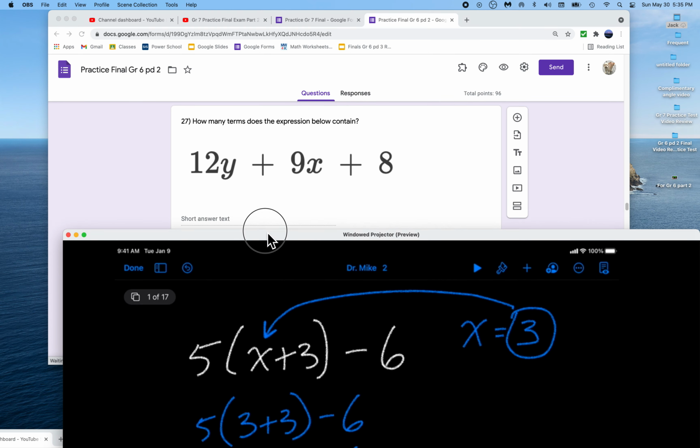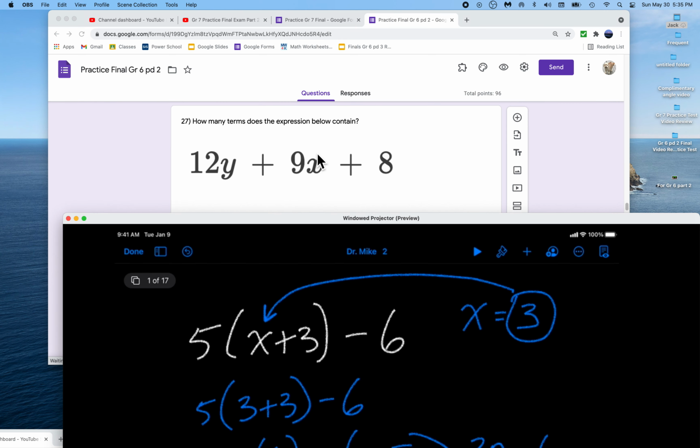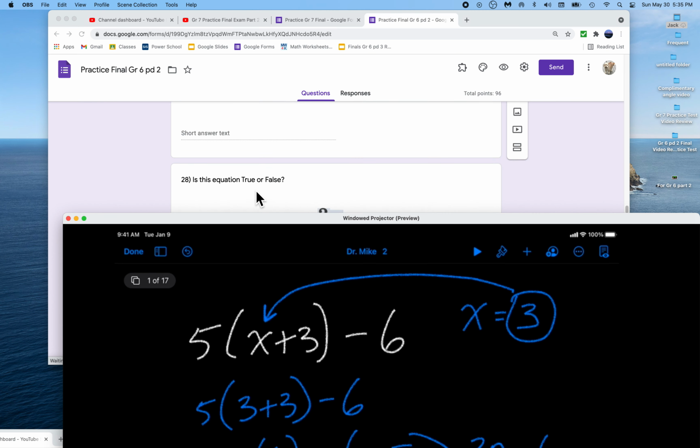Next one. How many terms does this expression contain? Well, the answer is 3. Each of these are terms. Whenever you have something separated by a plus or a minus sign, that's a term. So the answer to this is 3.